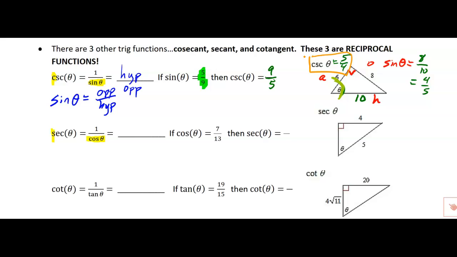All right, so the next one's cosine. Cosine of theta is defined as, well, I'm looking for adjacent, opposite, hypotenuse, which 2 of those is for adjacent over what? That means secant would be, what would secant be then? Okay, if I happen to know that cosine value is 7 over 13, what would secant be?